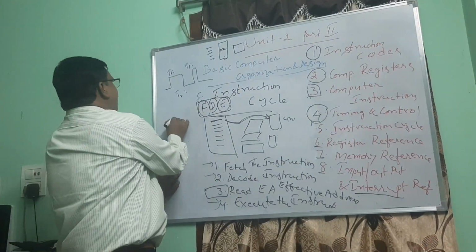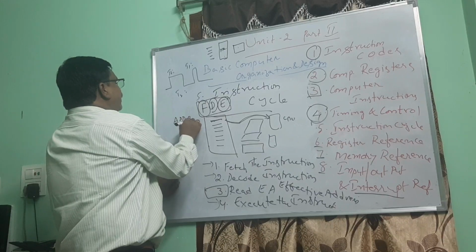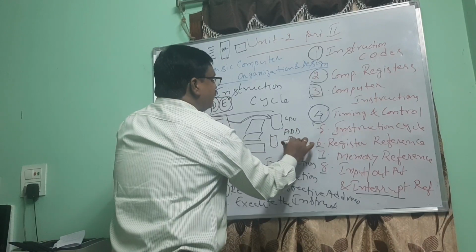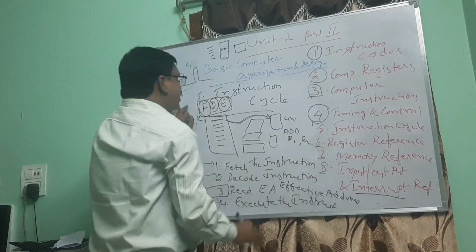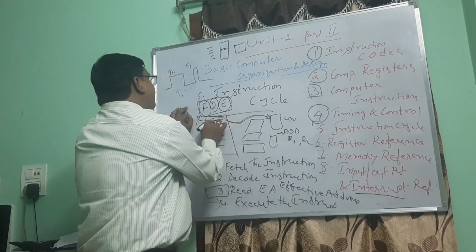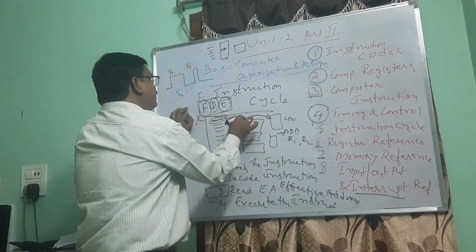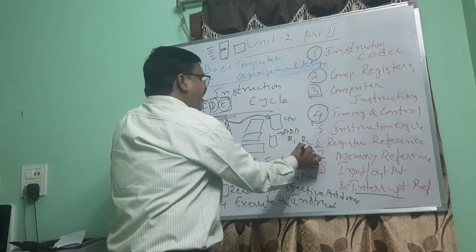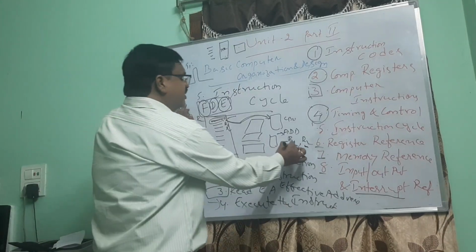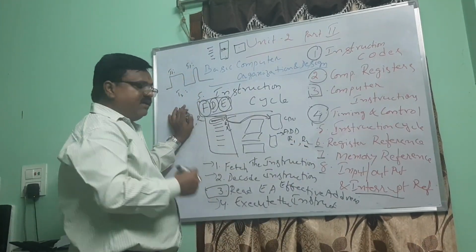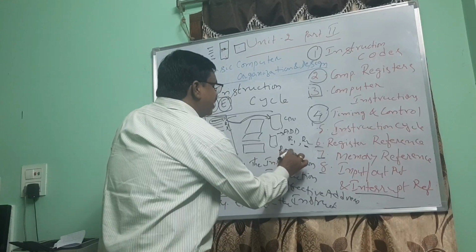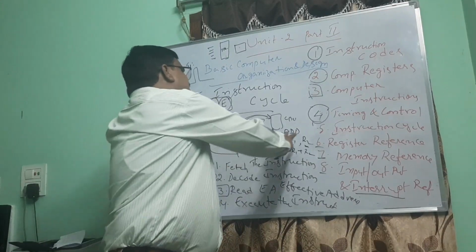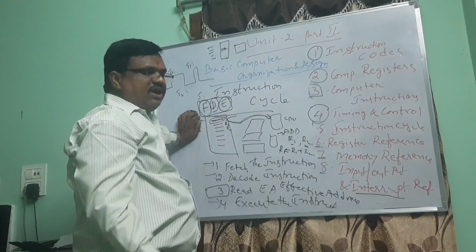See, if I say add R1 comma R2, so this instruction is here, add R1 R2. The value that is there in R2 and the value that is there in R1 will be added and the result will be stored in R1 only. So that is the meaning of this one. Here the input values are given directly in R1 and R2.